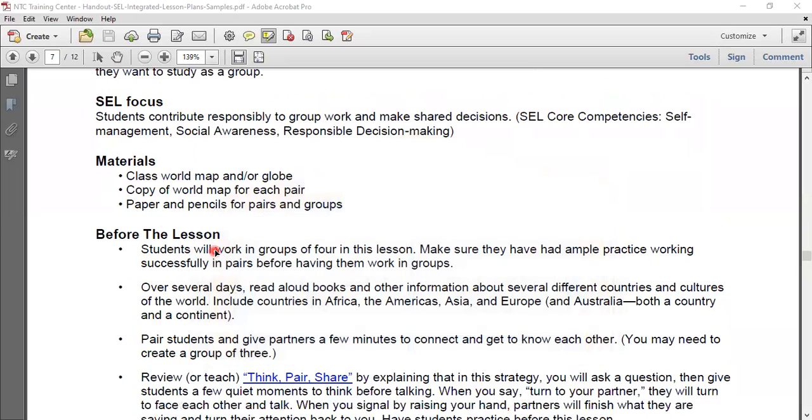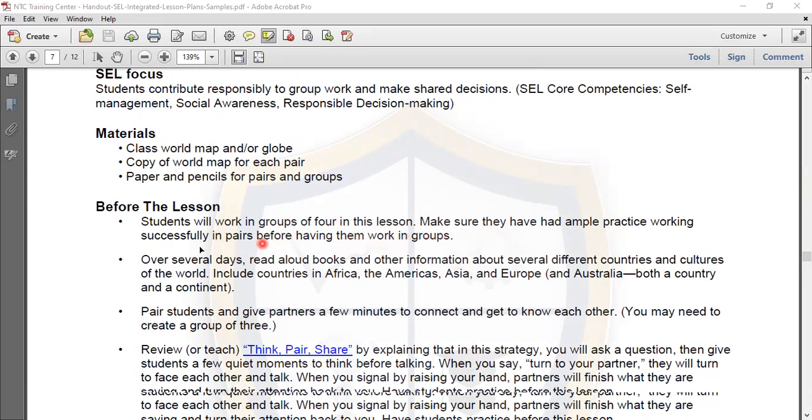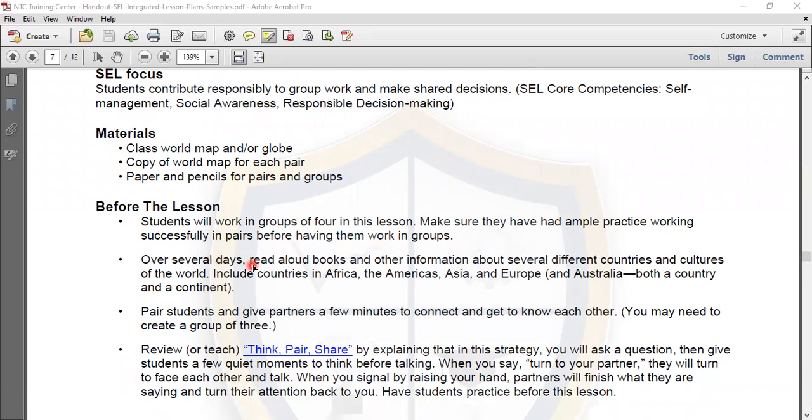Before the lesson: students will work in groups of 4 in this lesson. Make sure they have had ample practice working successfully in partners before having them work in groups over several days. Read aloud books and other information about several different countries and cultures of the world, including countries in Africa, the Americas, Asia, and Europe, and Australia, both a country and a continent.